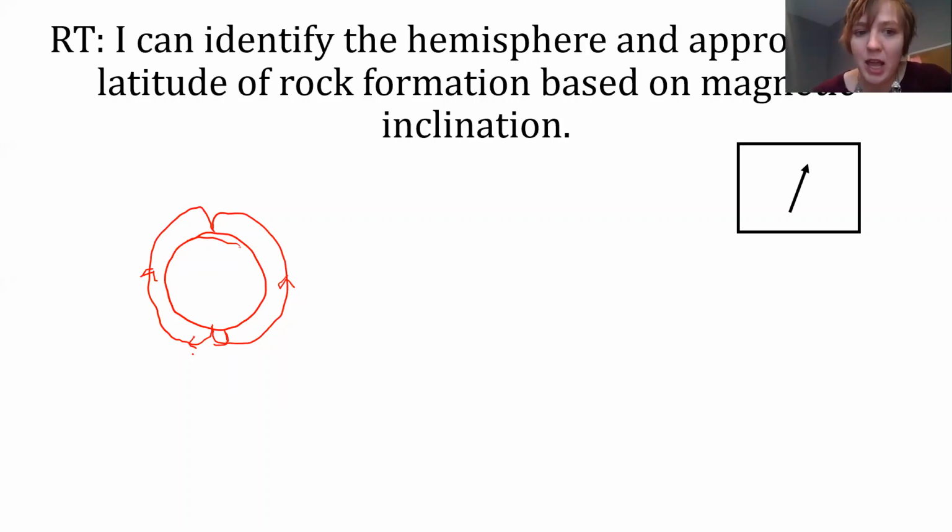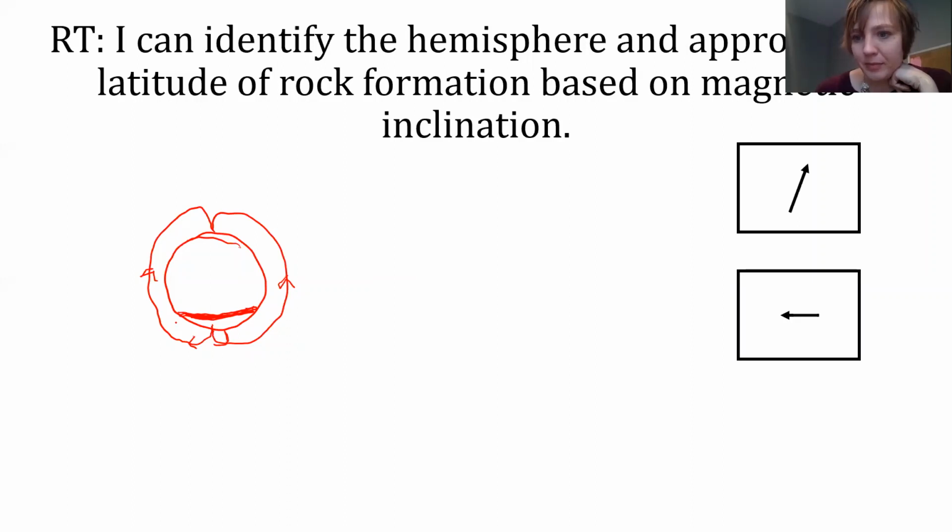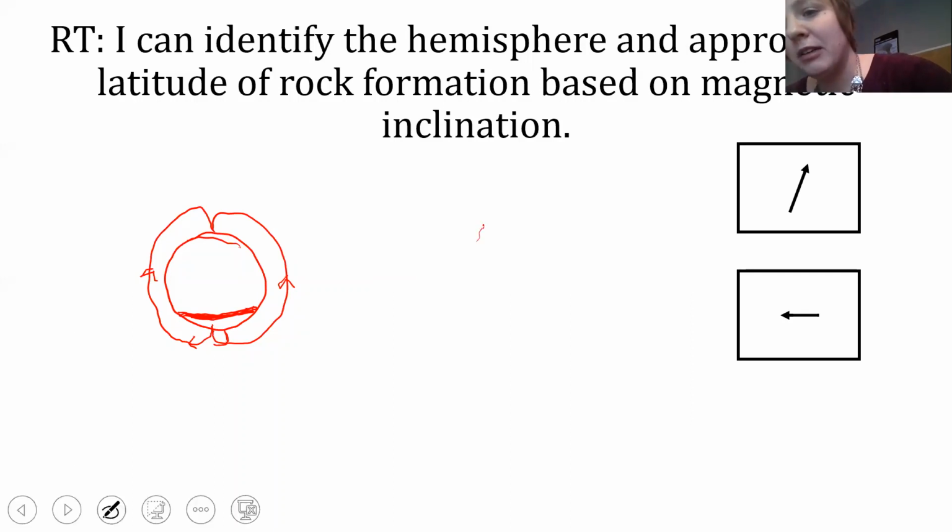And now was this one closer to the equator or closer to the poles? Well, it looks fairly vertical to me. So maybe it was formed anywhere in here. Sort of closer to the pole than to the equator at that latitude. We don't know exactly where at that latitude, but somewhere in there.